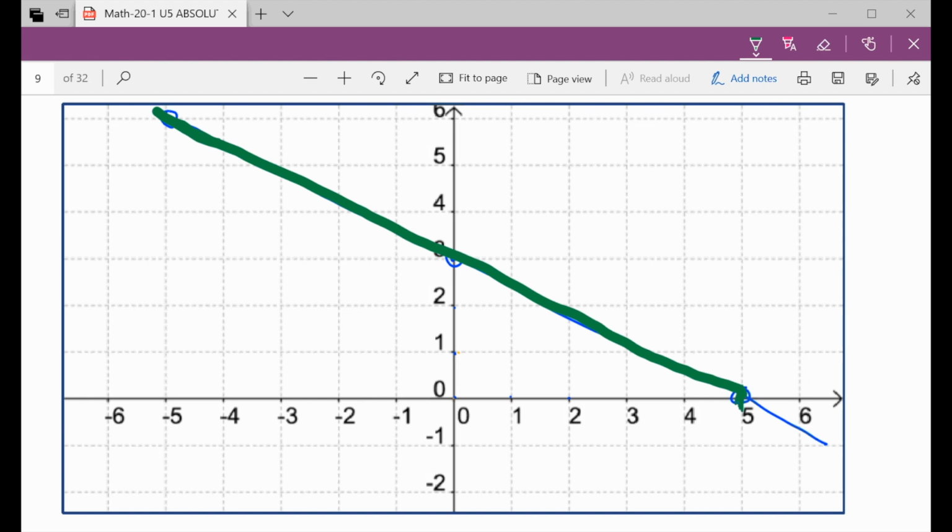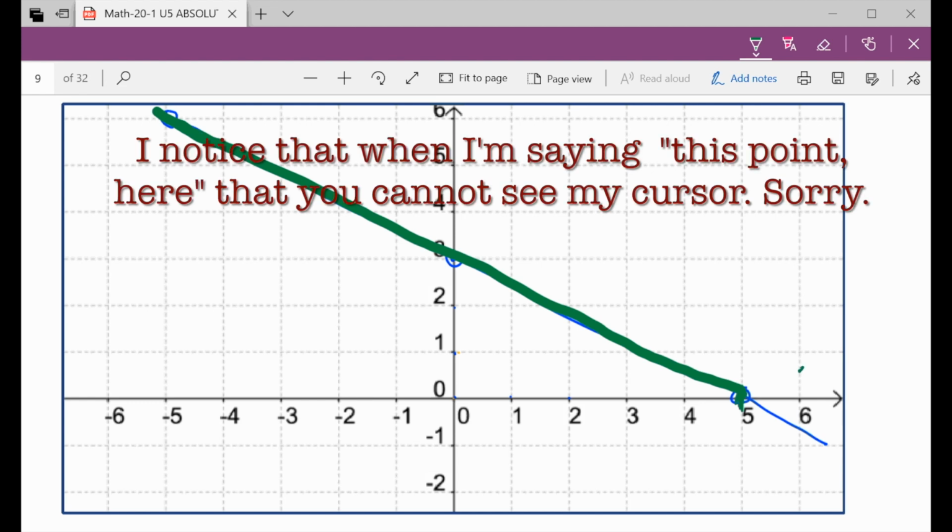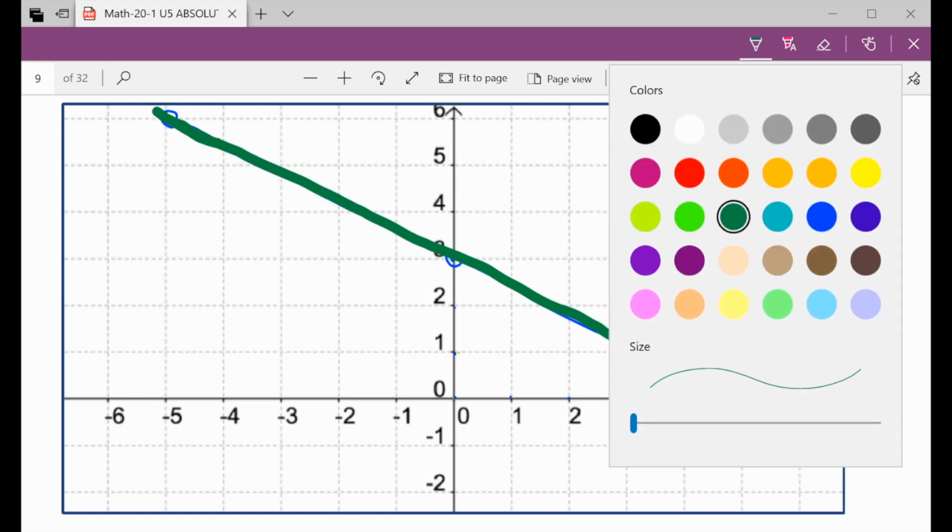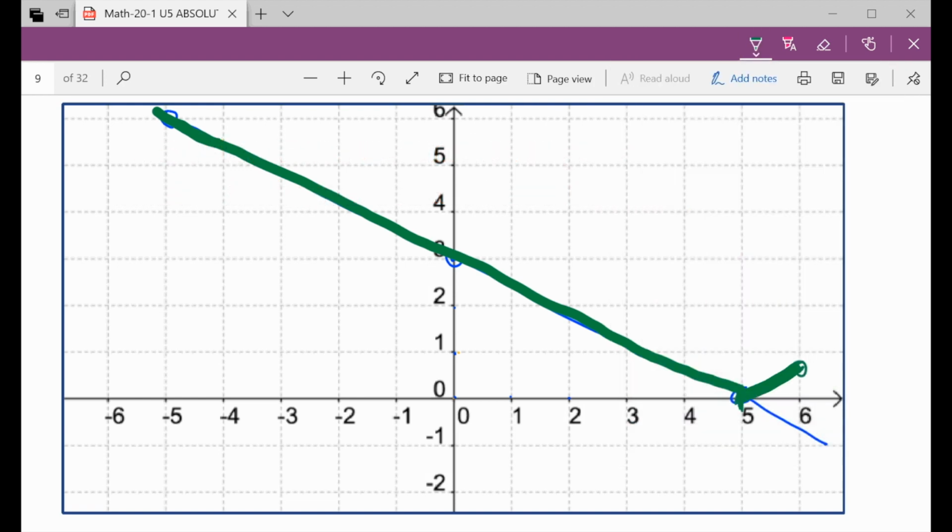So I'm going to take this point at 4. I have no idea what that y value is, but I know that it very roughly corresponds to that. And that's all the information we're going to need to finish off this graph here. There we go.